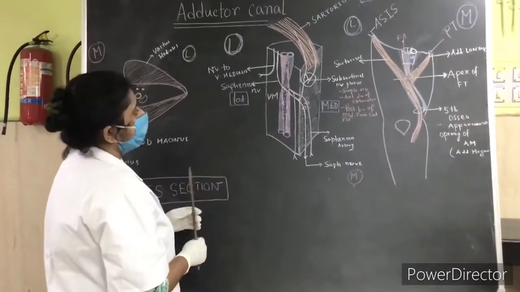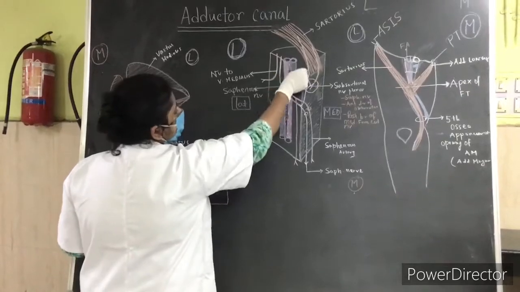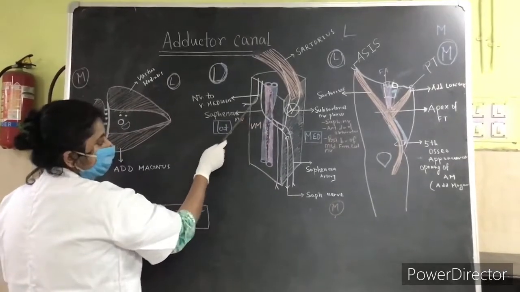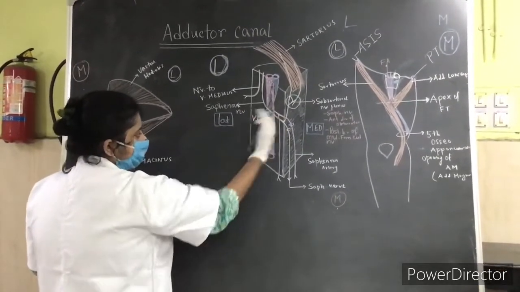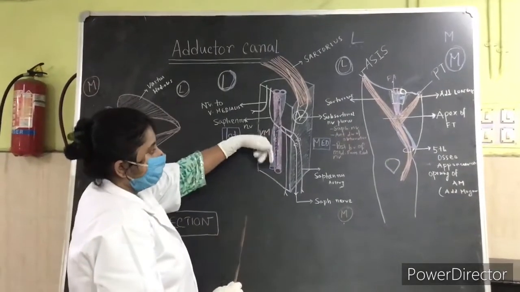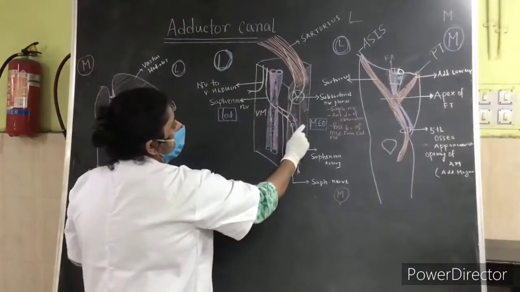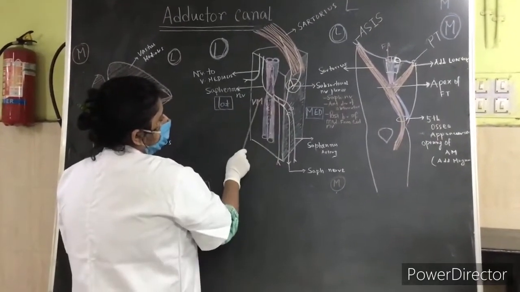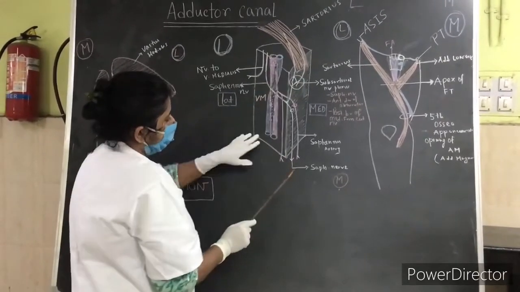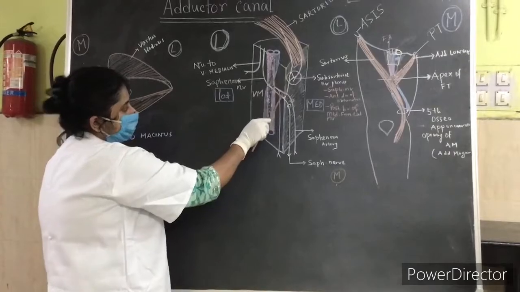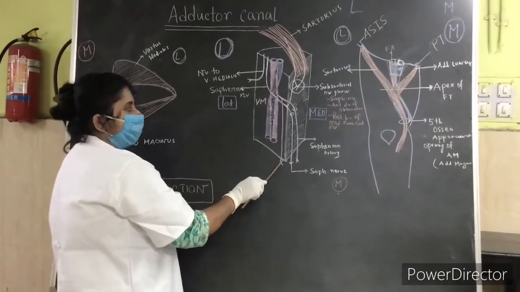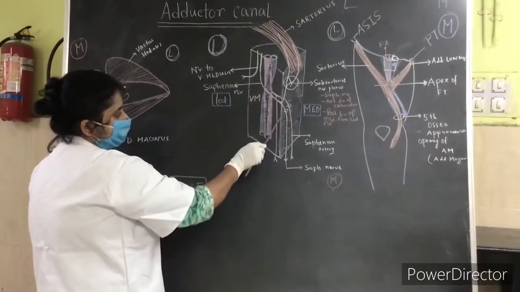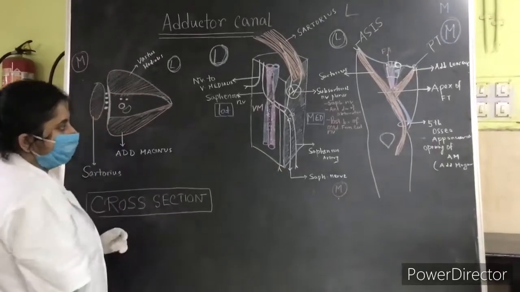You can see in cross section it is triangular. So it has one anterolateral wall. It has one floor, and this is a fibrous sheet that connects this anterolateral wall and the floor. And this apex or edge of the adductor canal rests on the linea aspera of the femur. This is the apex or edge of the adductor canal. This rests on the linea aspera of the femur.